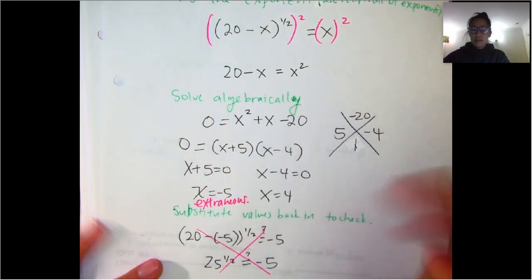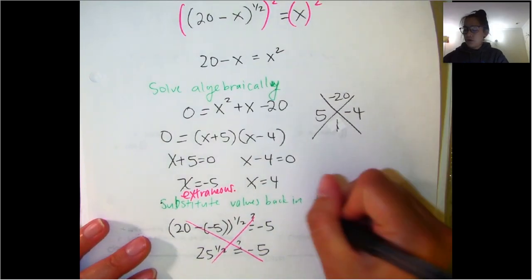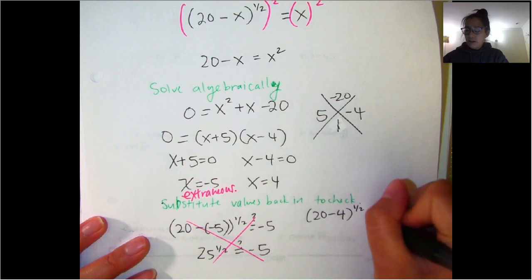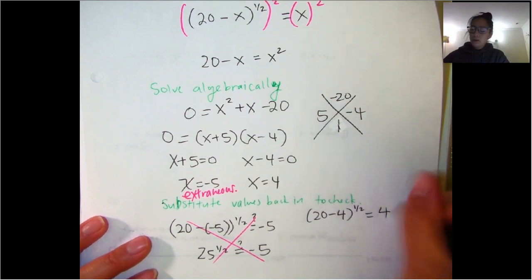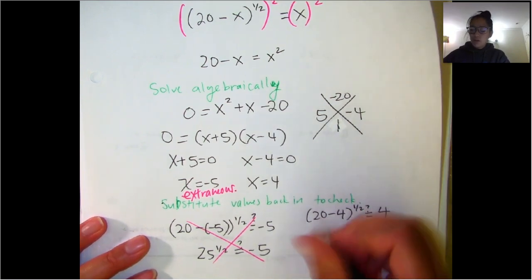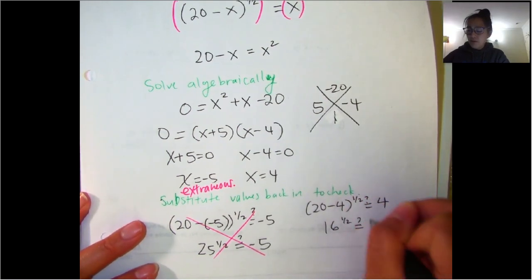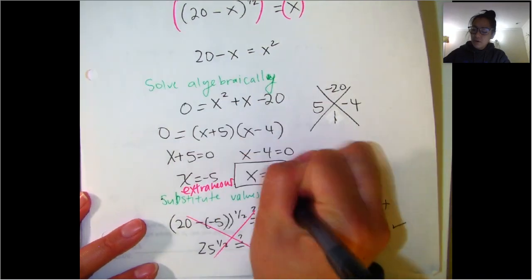And then we check x equals 4. So 20 minus 4 all to the 1/2 power equals 4. Does it equal 4? 20 minus 4 is 16. 16 to the 1/2 power. Does that equal 4? Yes, it does. So x equals 4 is our solution.